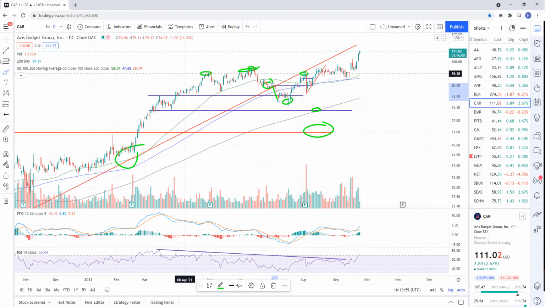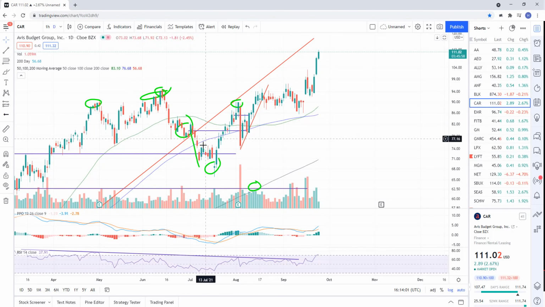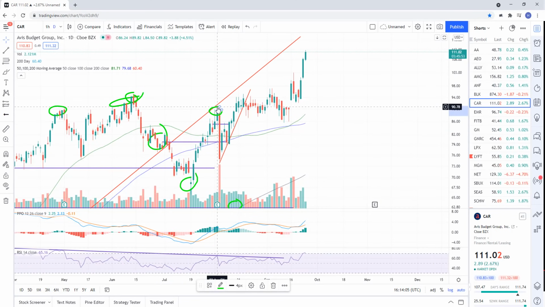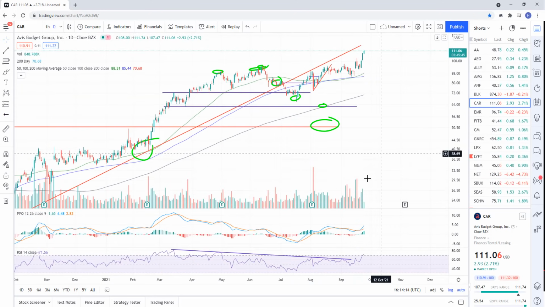Finally held support a couple days, finally broke, but we haven't had any full back tests. So you can see here the seller stepped in early before we got a full back test there, stepped in early here, so maybe this wants to go up a little bit higher, do that full back test.